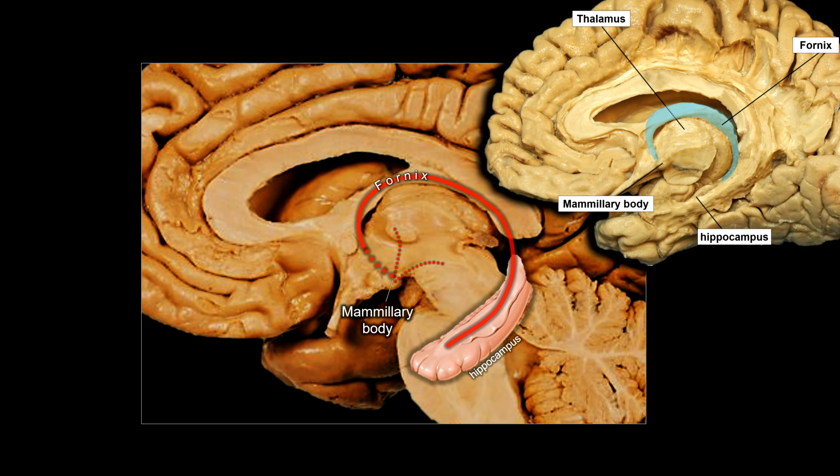On this slightly tilted view, again, I'd like to show you the connection between the hippocampus, that's hiding, that's partially dissected, as you can see, and it's connected via the fornix into the mammillary body, an important part of the limbic loop.